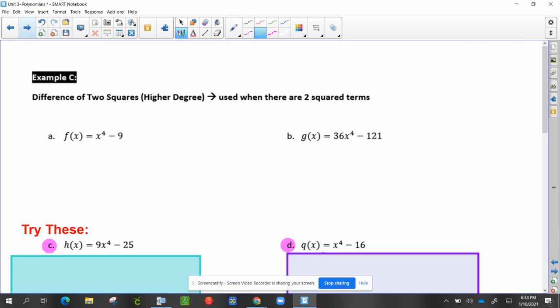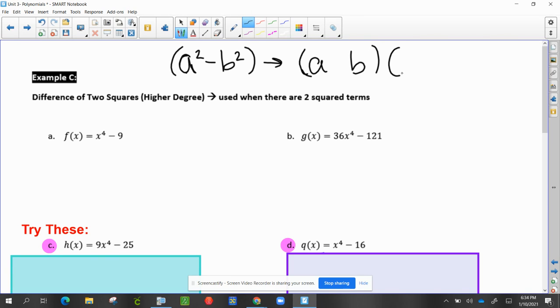So I kind of just went over those on the front page. Remember, if you have the difference of two squares, and it has to be difference, it has to be subtraction, we would take the square root of each of those, and the factors look almost identical, except one factor will have a plus, one will have a minus. The only difference with these problems is we have x to the fourths. So when we take the square root, it's going to give us x squared. Let's go through A and B together, and then you guys are going to try C and D.